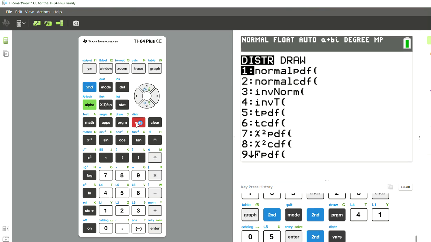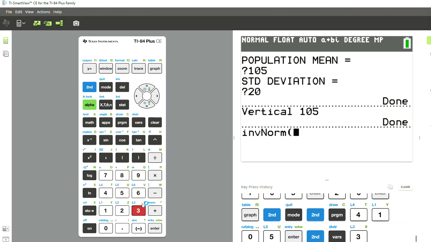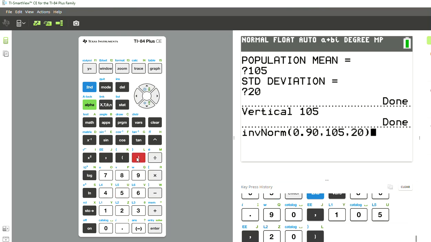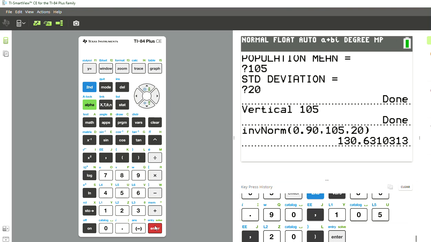If you push second vars and you do inverse norm, option 3, the syntax here is that you have to put the area that you want to the left of the curve, which is 0.90 for the 90th percentile, and the mean comes next, which is 105, and the standard deviation is 20. If you don't put anything after that, it will automatically assume the area is to the left of the boundary. So that means that somewhere around an IQ of 130 or 130.6, if such an IQ existed, because usually IQs are integer values, that would be at the 90th percentile.